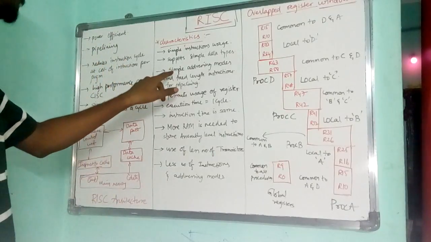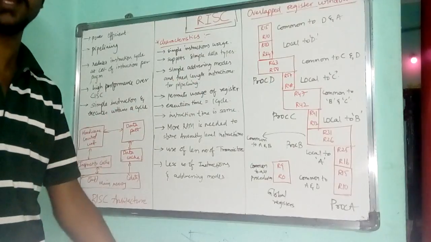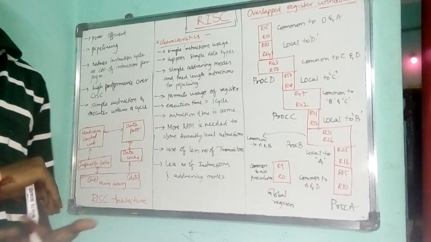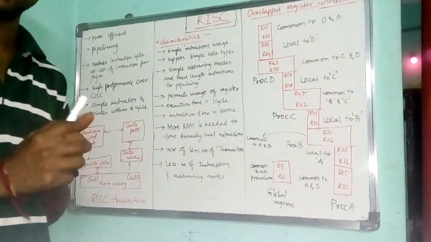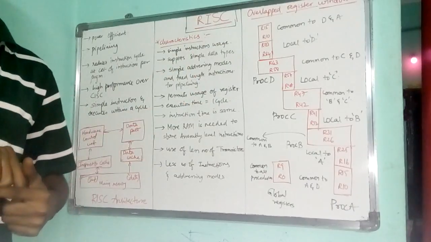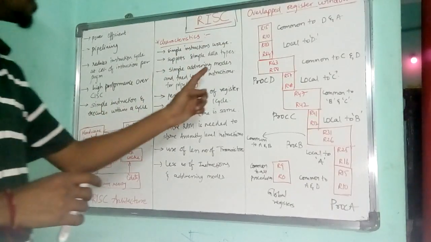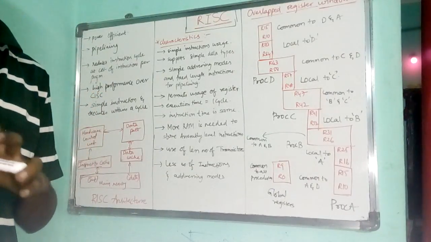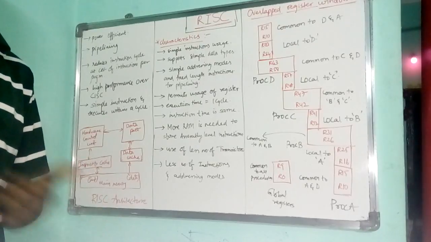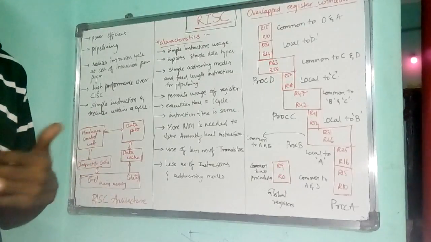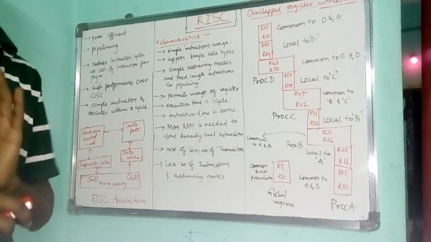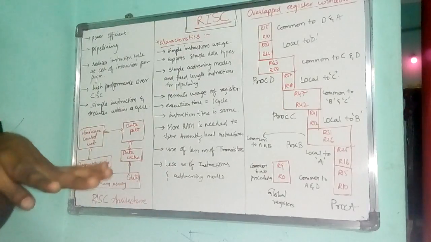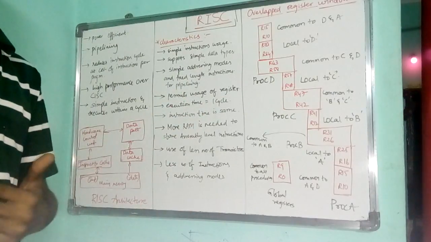Okay. Then simple addressing modes and fixed length instructions for pipelining. Here, simple addressing modes. There in CISC we use complex addressing modes, or they use different types of addressing modes. Here we use simple addressing modes, and fixed length instructions. There we used variable instruction lengths. Okay, depending on the programmer, we change the length of the instructions. But here it is fixed length. That means if it is 2 bytes, then it is 2 bytes. If it is 4 bytes, it is 4 bytes. It does not vary according to the programmer.